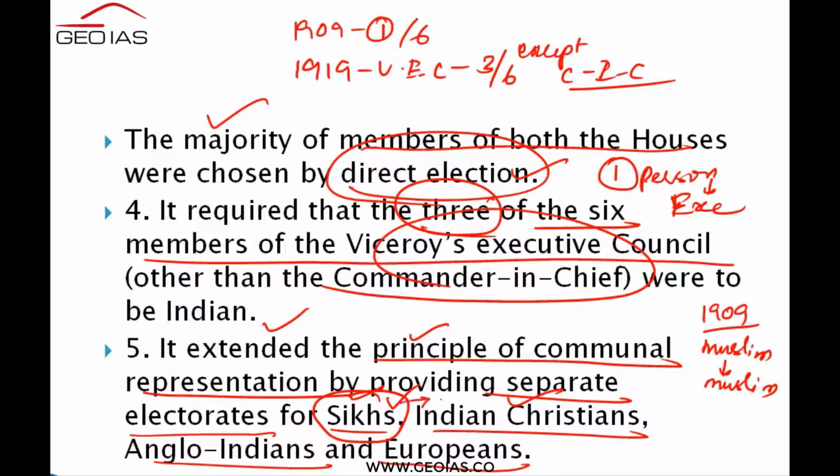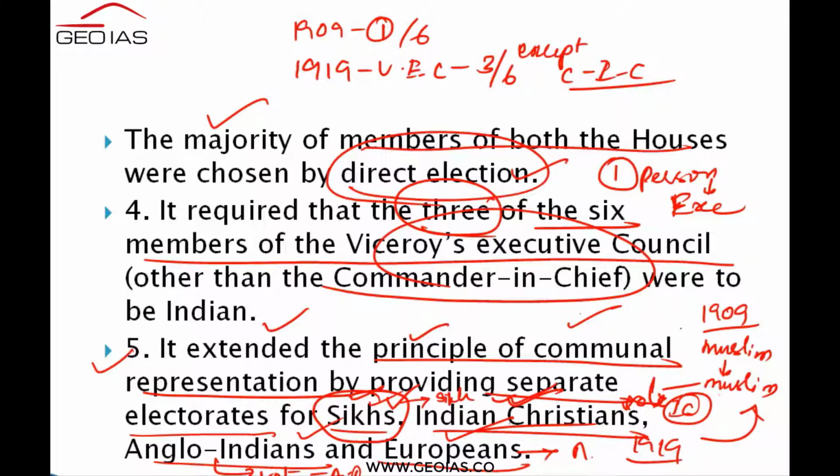elect their own Sikh representative, and Indian Christians can elect their own Indian Christian representative, and they can vote for him only. Anglo-Indians can vote only for an Anglo-Indian. Europeans can only vote for Europeans. So this principle of communal representation was extended to all these four, Sikhs, Indian Christians, Anglo-Indians and Europeans, in 1919. Before this, in 1909, Muslims were also given the principle of communal representation.